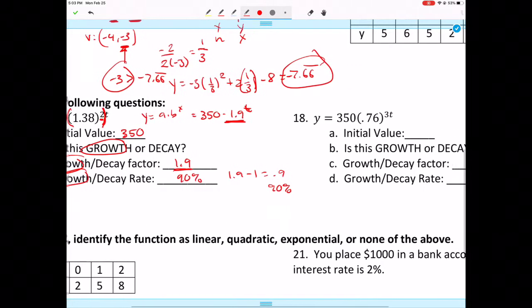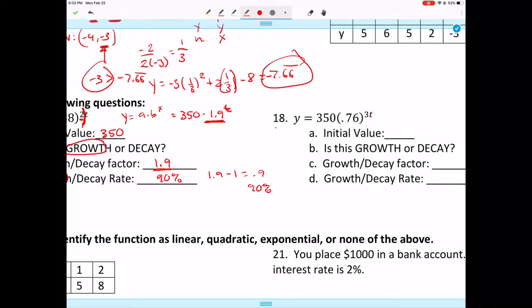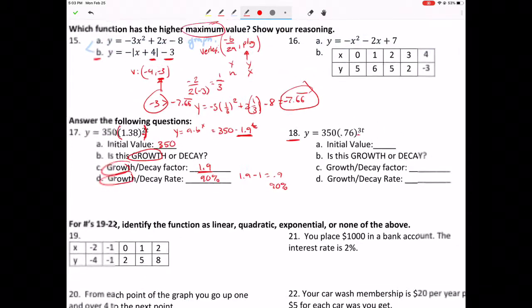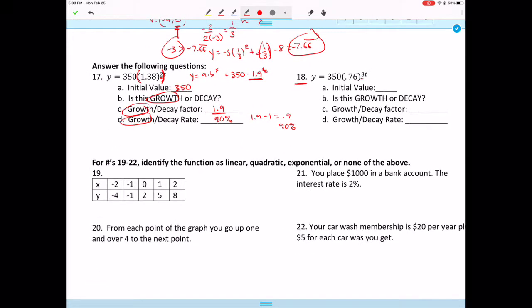Okay, all right, so you do the same thing with 18. So just remember that we have a number in the exponent. We need to take care of that first. All right, 19 through 22, we need to write down if it's linear, quadratic, exponential, or none of the above.